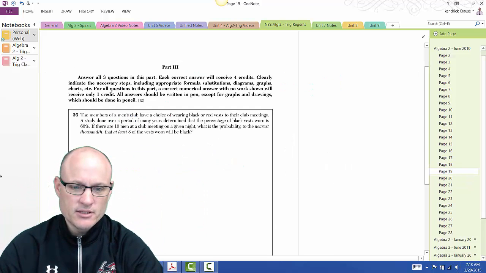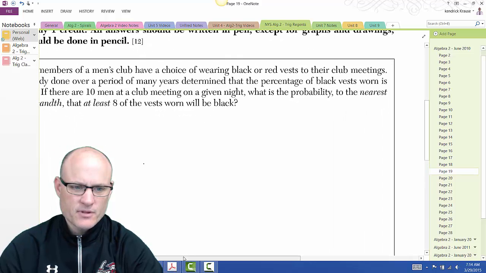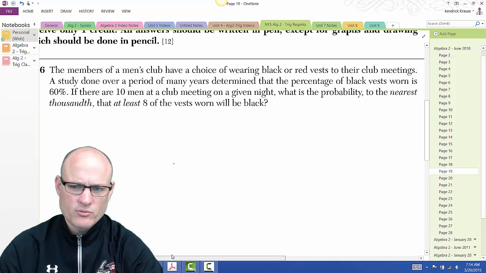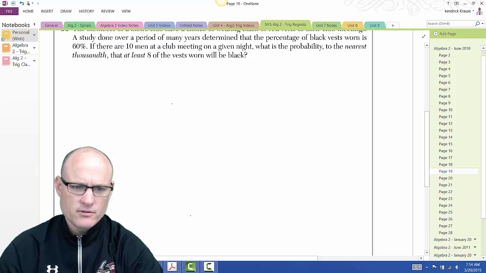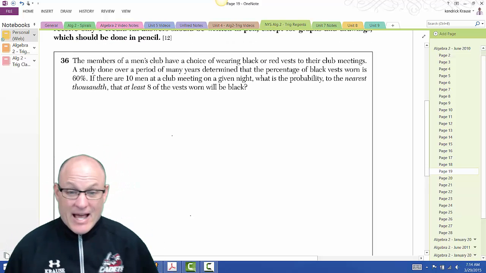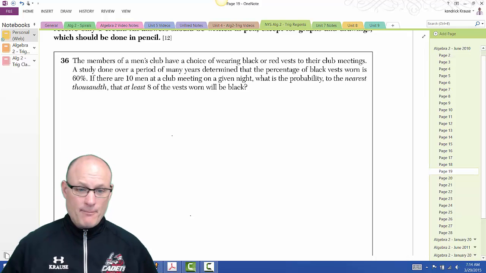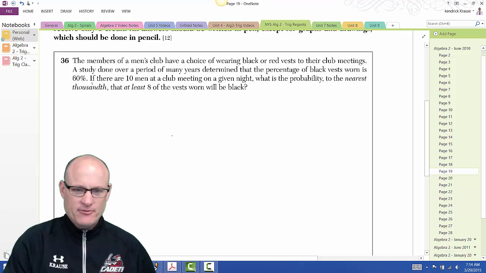All right, here we go. Starting to get into the more difficult questions. Here's a real typical real life example. We're on 36. The members of a men's club have a choice of wearing a black or a red vest to their club meetings. A study, they actually studied this over a period of many years. Clearly these people have no life.